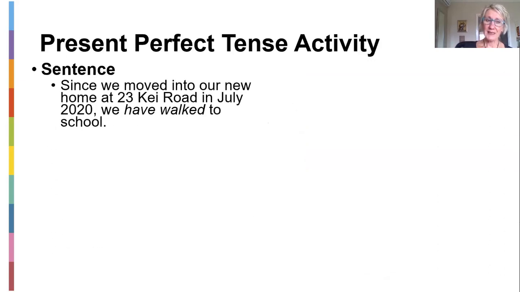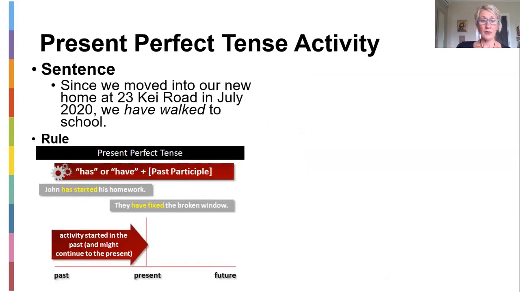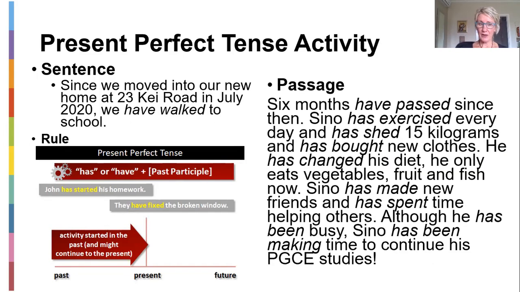So you have the sentence: Since we moved into our new home at 23 Kai Road in July 2020, we have walked to school. Now the rule, if you want to teach it to them, is that the present perfect tense starts in the past and continues to the present moment. It comes from the past, uses has or have with the past participle, and moves you from the past into the present. That would be the rule. Then you go through the passage, so they know it's got has or have. It's from the past into the present, and here's the story about Sino.